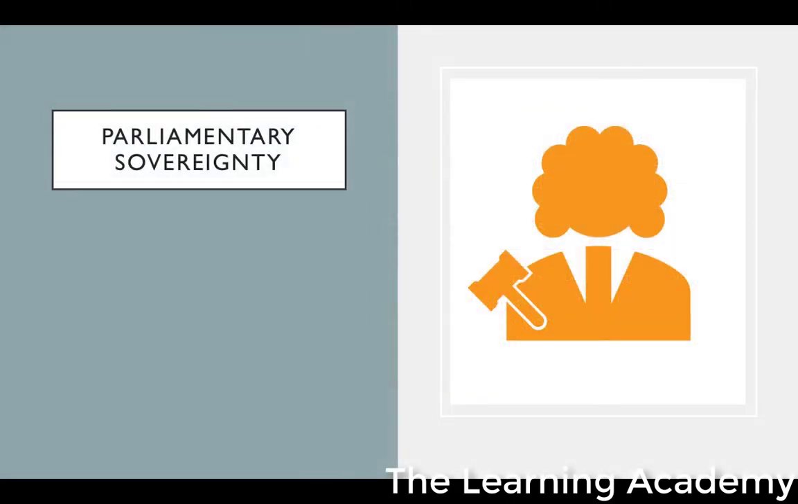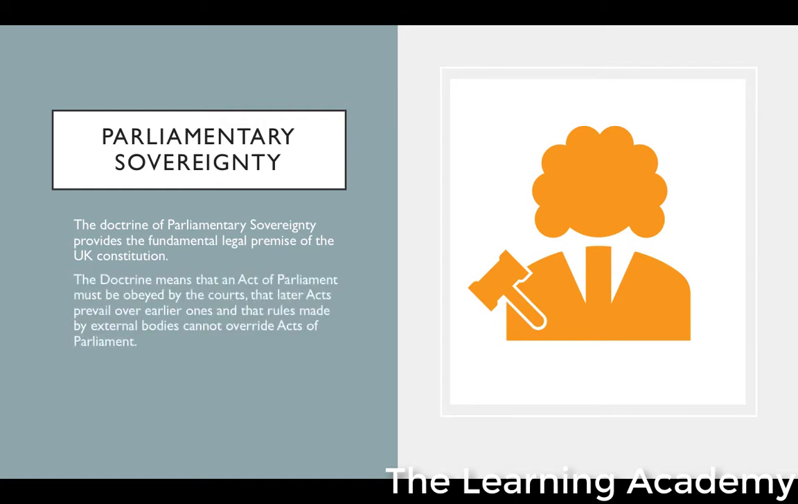The final principle is the principle of parliamentary sovereignty. The doctrine of parliamentary sovereignty provides the fundamental legal premise of the UK Constitution. The doctrine means that an act of Parliament must be obeyed by the courts, that later acts prevail over earlier ones, and that rules made by external bodies cannot override acts of Parliament. Effectively, that Parliament is supreme. It's the supreme legal making authority in the UK.